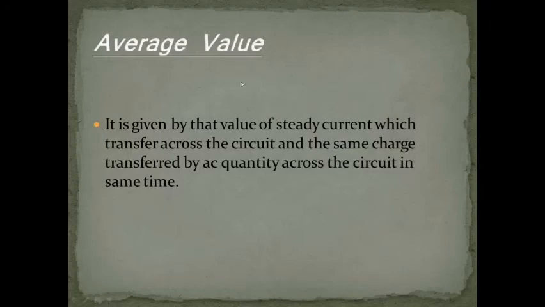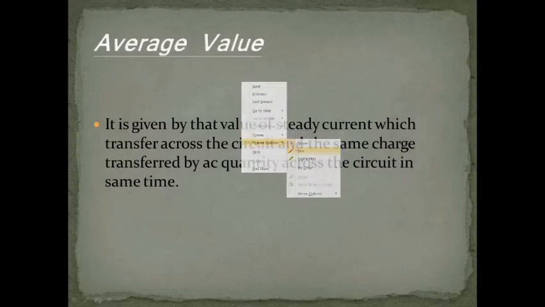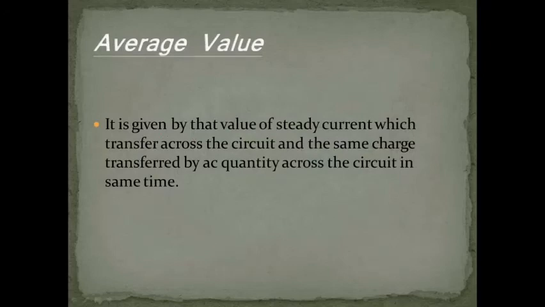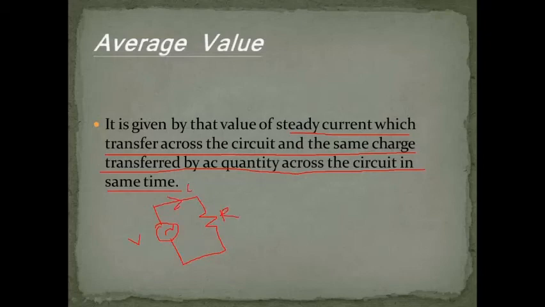So the next definition is average value. The average value is the steady current which transfers across the circuit the same charge as the AC quantity transfers across the circuit in the same time. Now let us consider an AC voltage source connected to a resistor. This is V, and the current through it is small i.